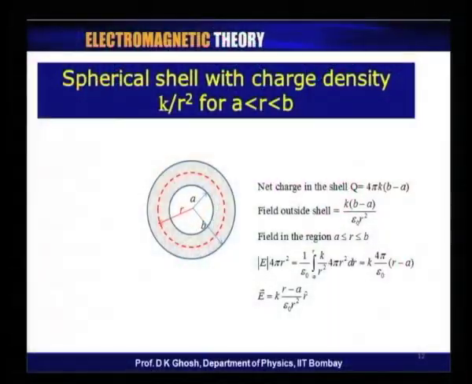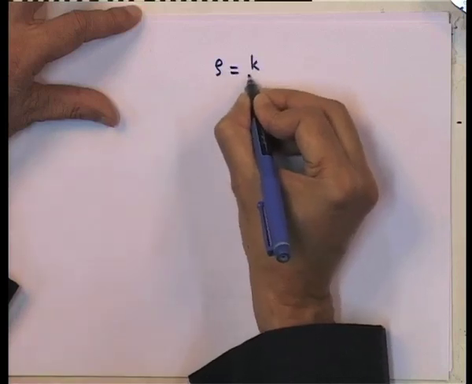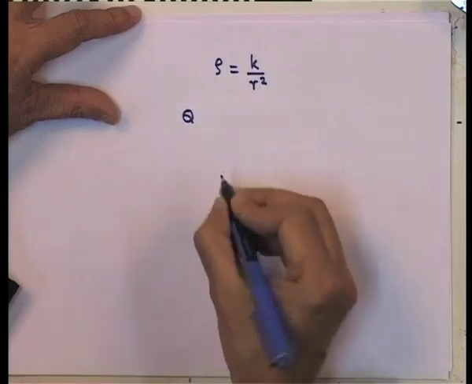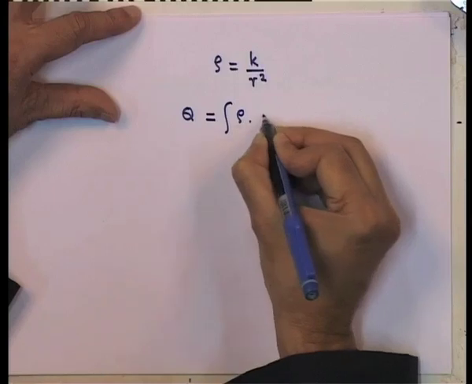One more exercise. Let us look at a spherical shell of inner radius a and outer radius b. Now, what is the field at three different distances? First, if you look totally outside the shell, somewhere in this region, my calculation is identical, because the amount of charge that is contained is all that we have to calculate. I have given that this is a spherical shell with charge density k by r square for a less than r less than b. So, rho is some constant k by r square. So, how much is the total charge? The total charge then is the integral of rho dq.